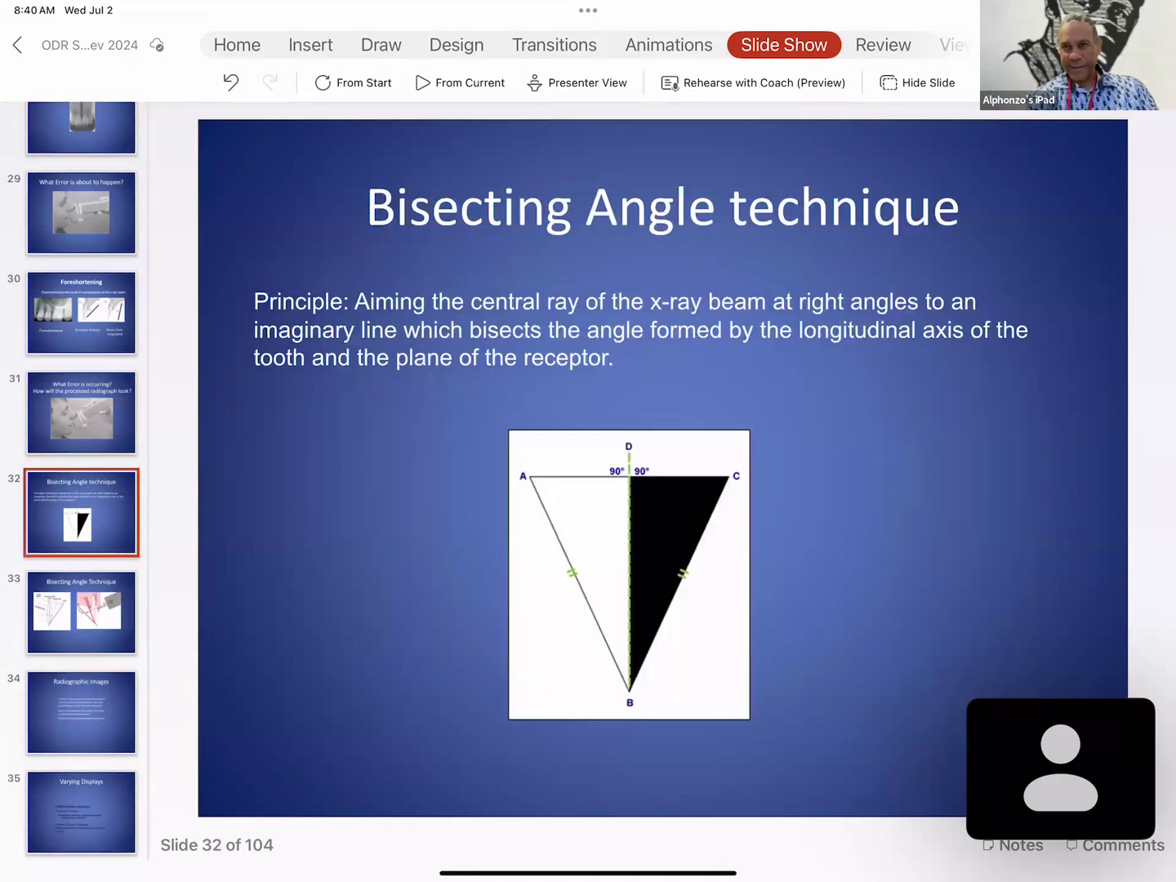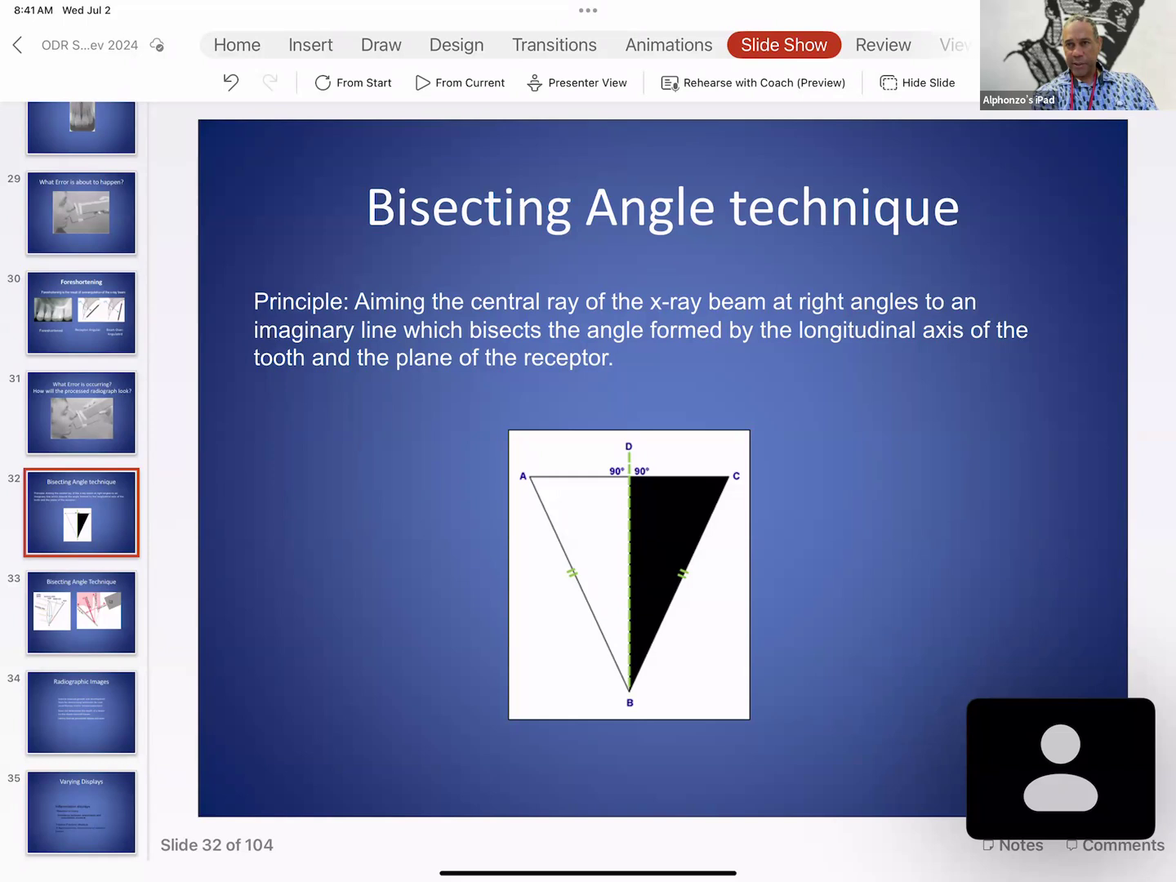Bisecting the angle technique. Here is just a little graph on how the aiming of the central ray of the X-ray beam at right angles to an imaginary line. And just understand there are two right triangles. You can see B to D is that imaginary line.